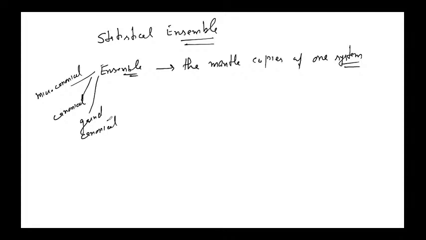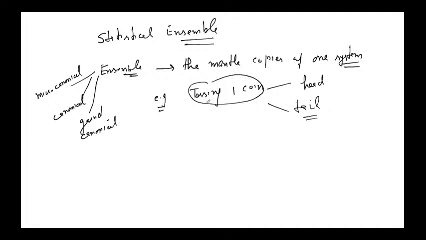So let us take an example. For example, tossing one coin. In that case, either there can be head or there can be tail. So this is the example of one system.